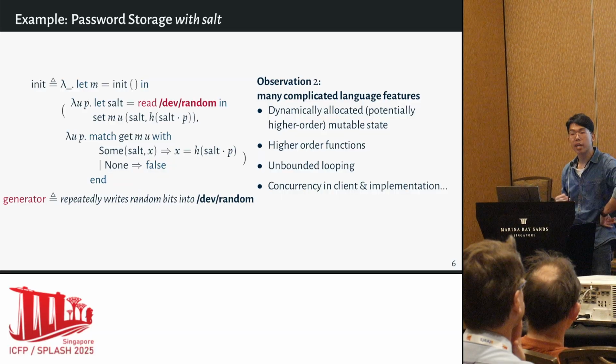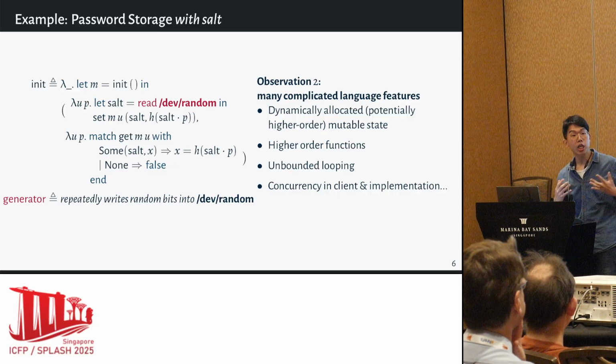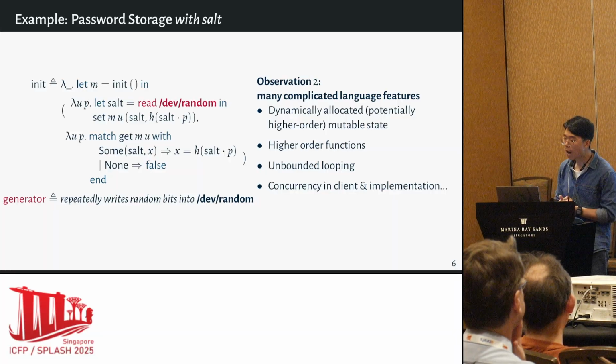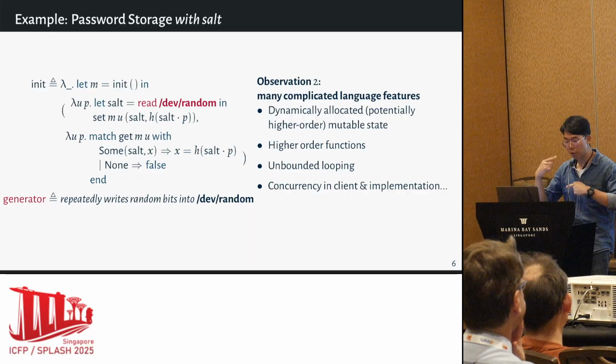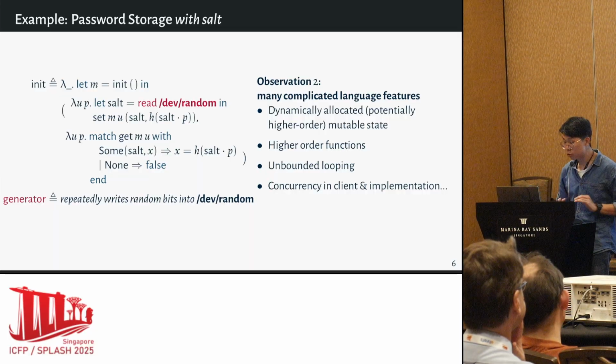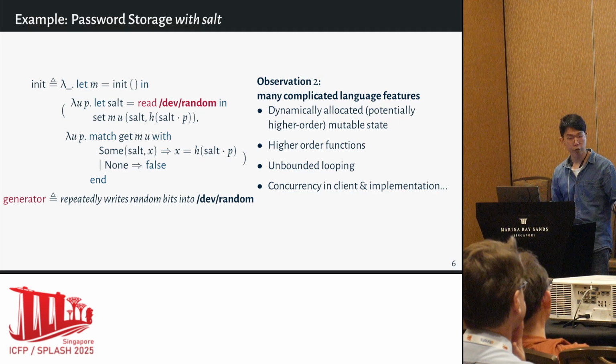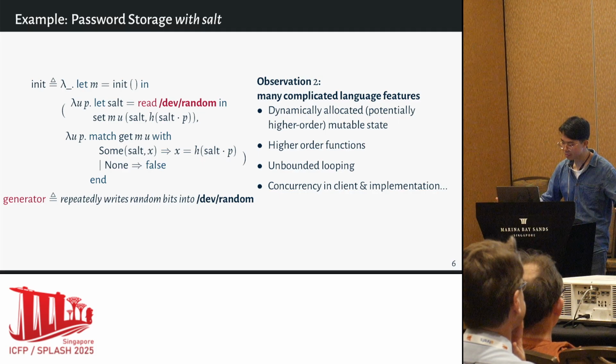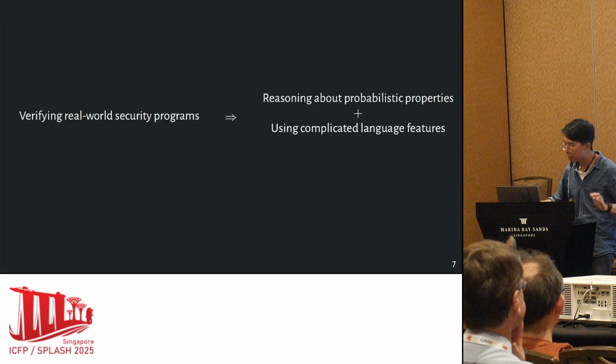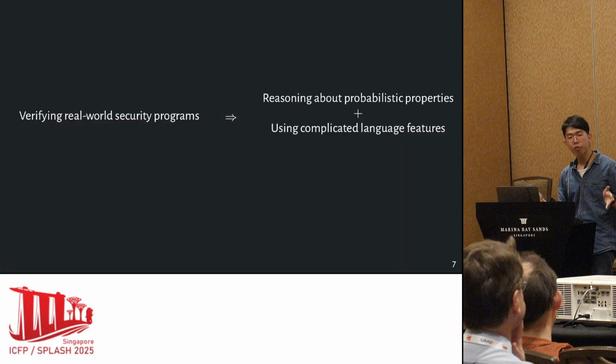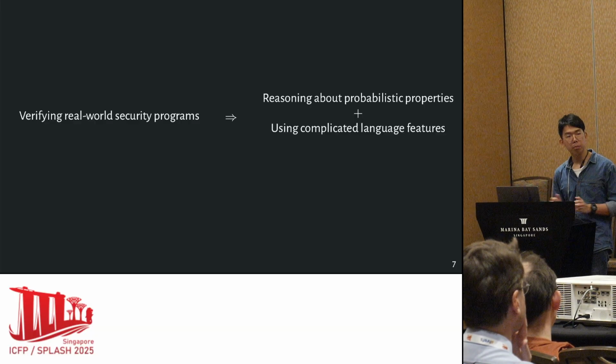For example, in Linux systems, the way we generate random numbers is that we read from a certain file, and there's a concurrent kernel thread that repeatedly writes random entropy bits into this shared file for different applications. So stepping back, in order to verify real-world security programs, we need to overcome two challenges: we have to reason about probabilistic properties and also reason about programs that use a wide range of language features.